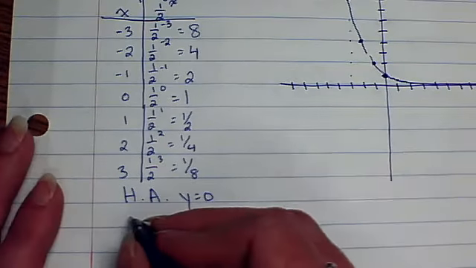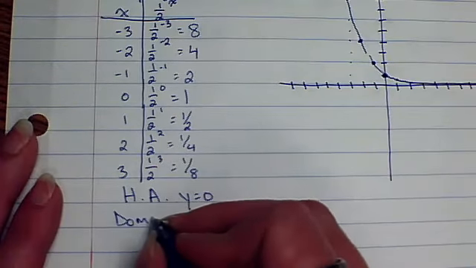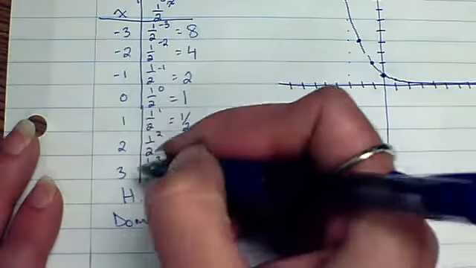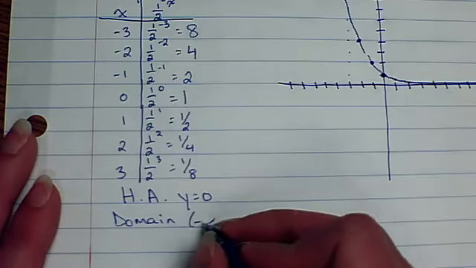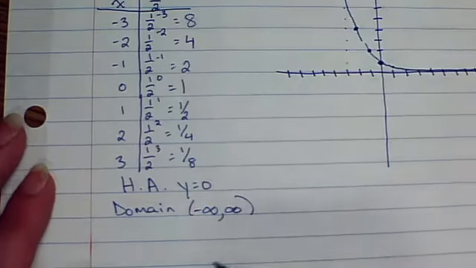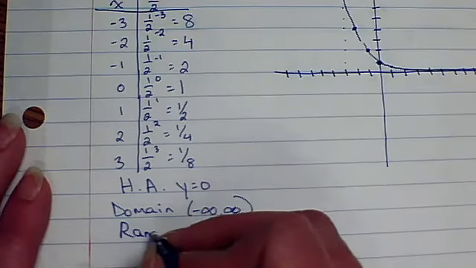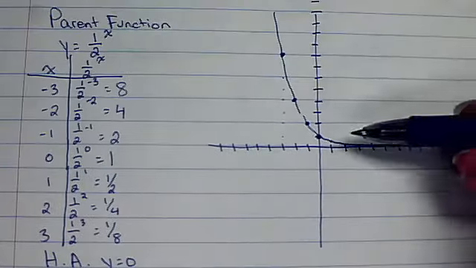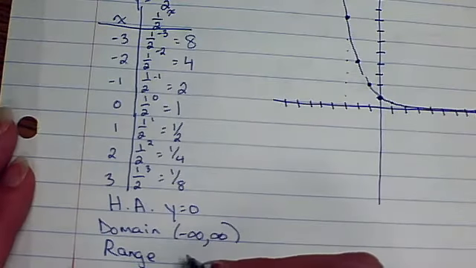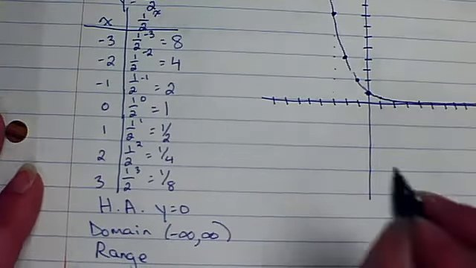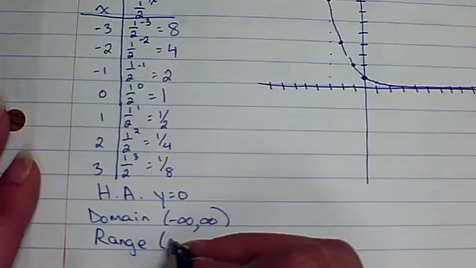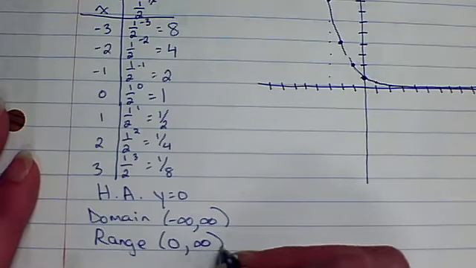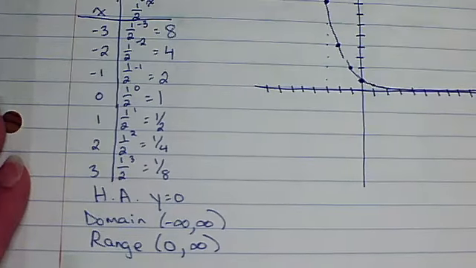Hey, while I'm there, what is my domain? What can I plug in? Any old thing I want. It's -infinity to infinity. What about my range? Now, if we look closely at our range, we're only getting positive numbers back, and we're never touching 0. So it's 0 to infinity.